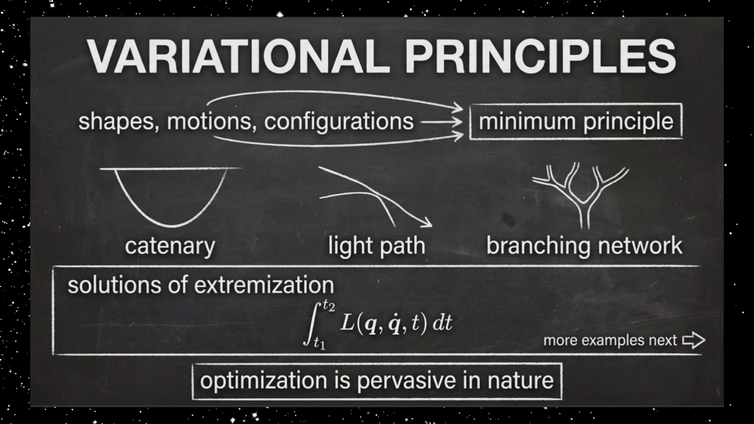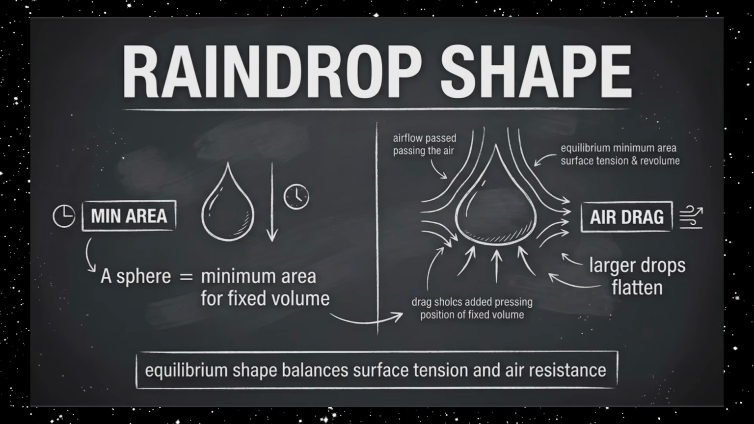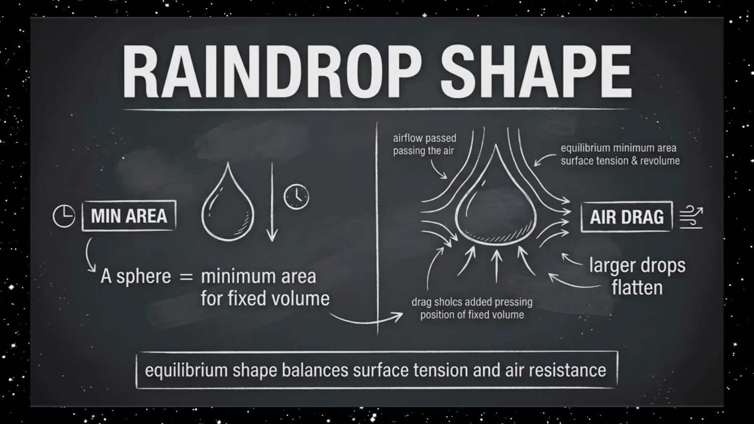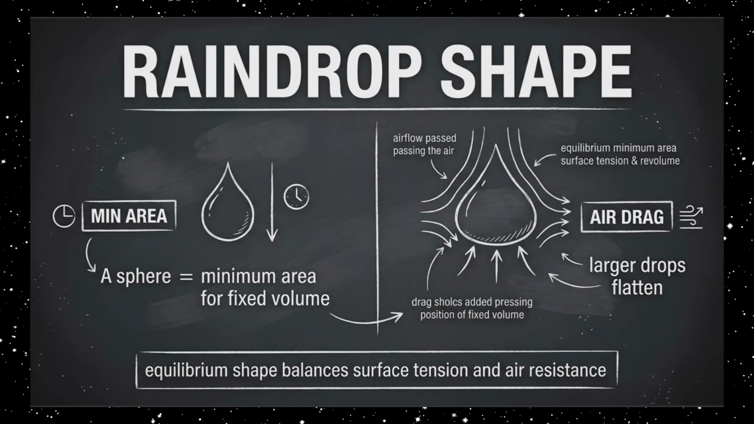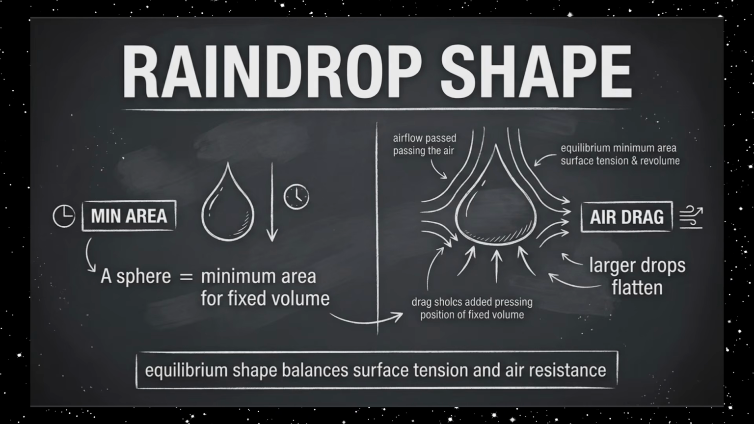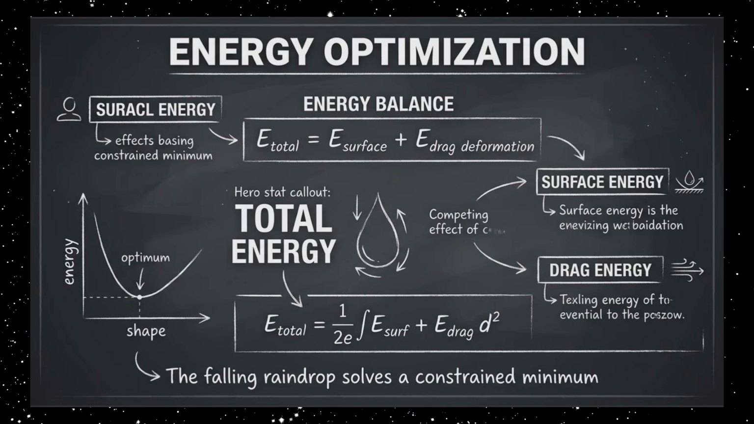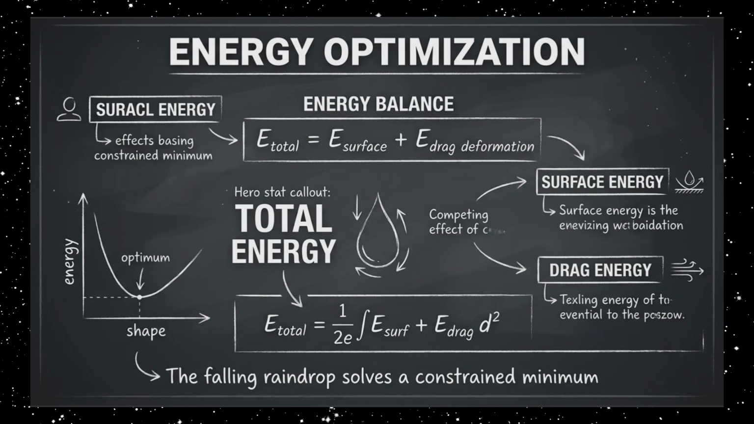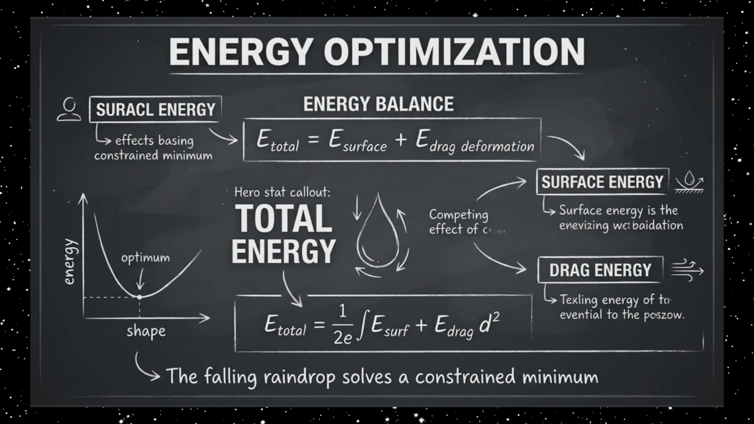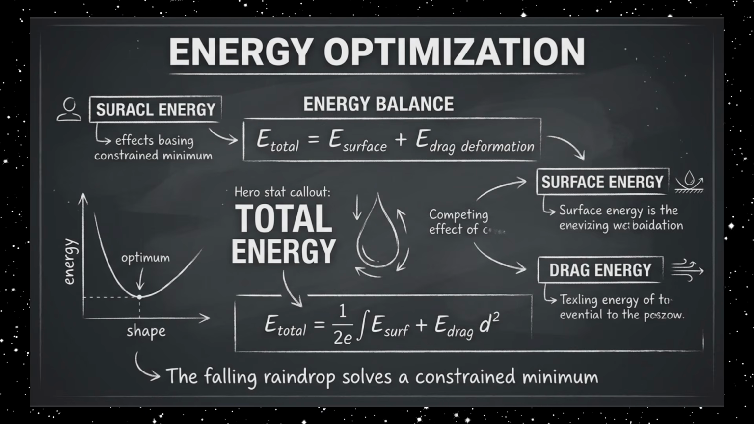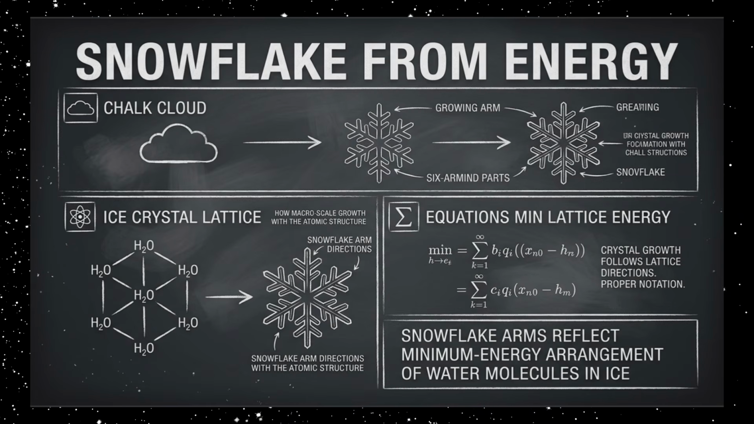Let me give you a few more examples, because I want you to feel how pervasive this is. A raindrop falls through the air. Why is it shaped the way it is? Small raindrops are nearly perfect spheres, minimizing surface area for their volume, just like a soap bubble. Larger raindrops flatten into oblate shapes because air resistance deforms them, and the equilibrium shape minimizes the total energy, which now includes both surface energy and the energy of deformation from the air drag. The raindrop is solving an optimization problem as it falls, a different problem than the soap bubble, but the same kind. Minimization of energy subject to constraints.